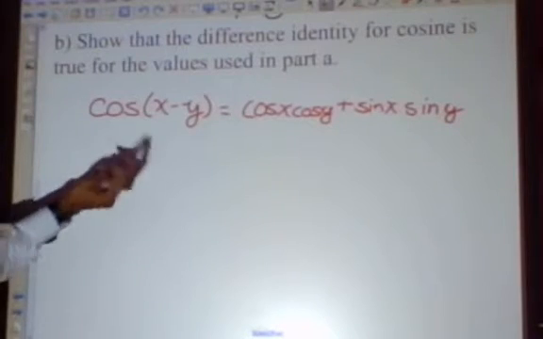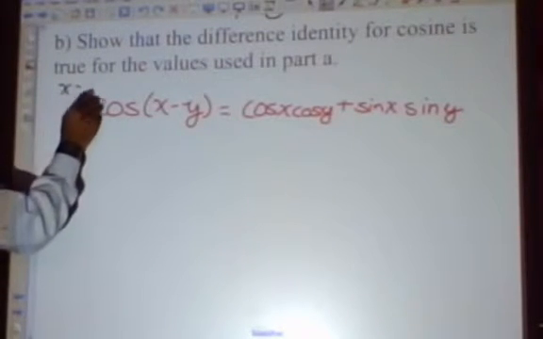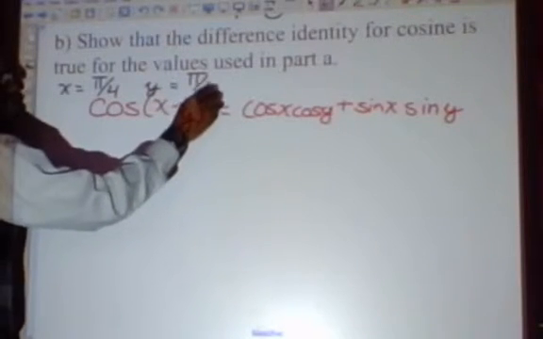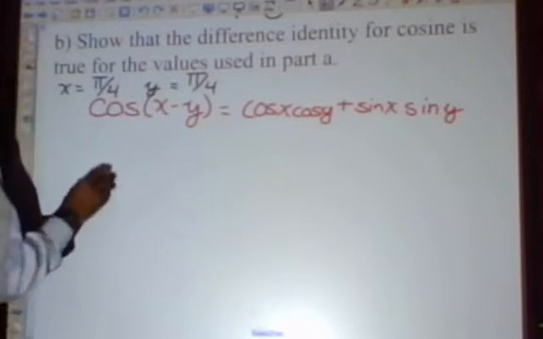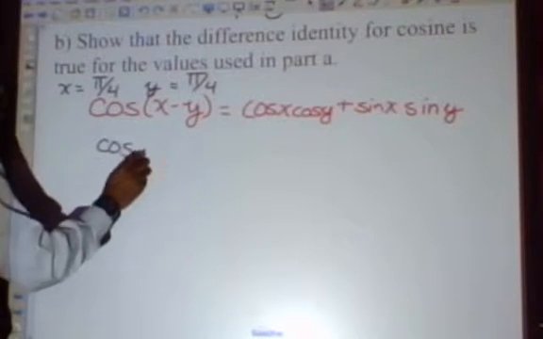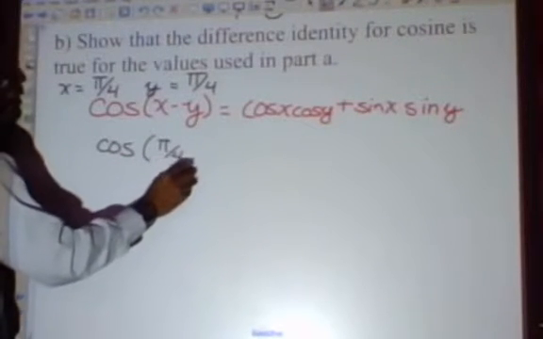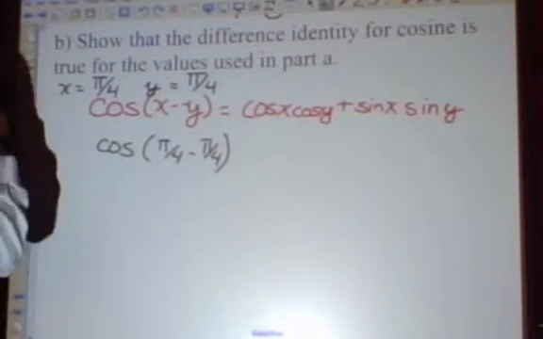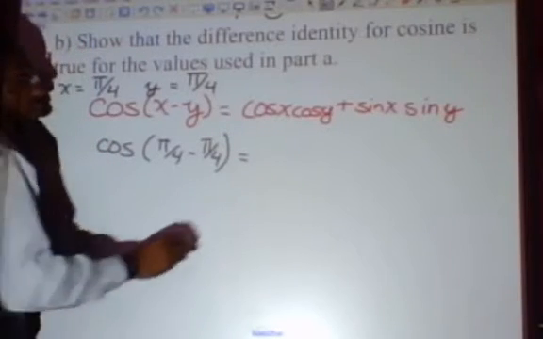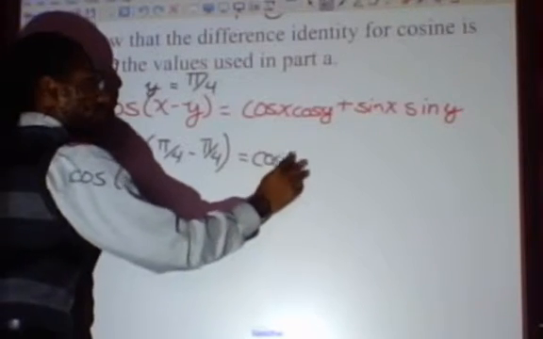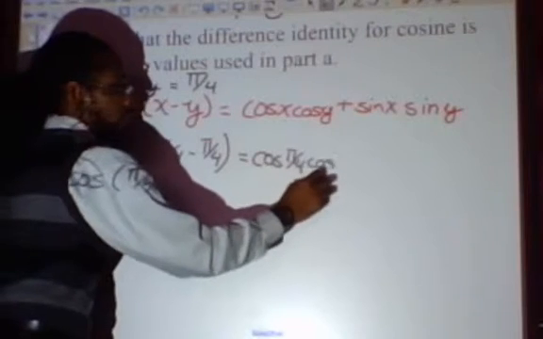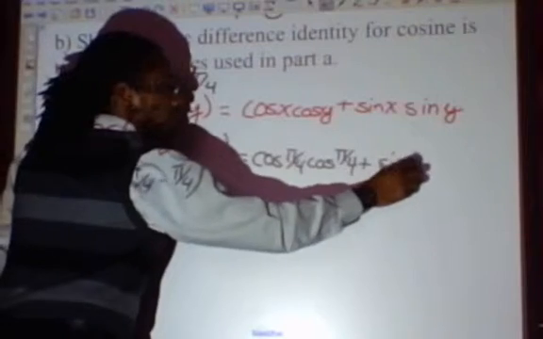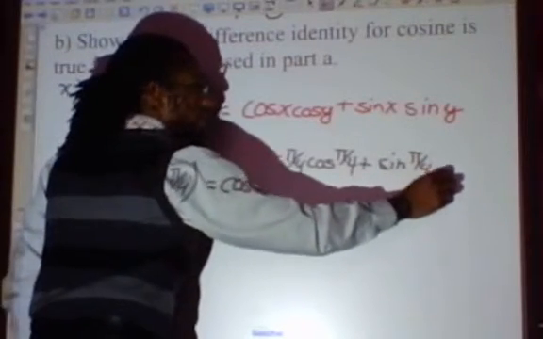Now we're going to go ahead and use our values. We said that x was equal to pi over 4. We say y is equal to pi over 4 again. And we're going to check just to make sure they equal each other. So we do cosine pi over 4 minus pi over 4 here, and that will equal cosine pi over 4 times cosine pi over 4 plus sine pi over 4 times sine pi over 4.